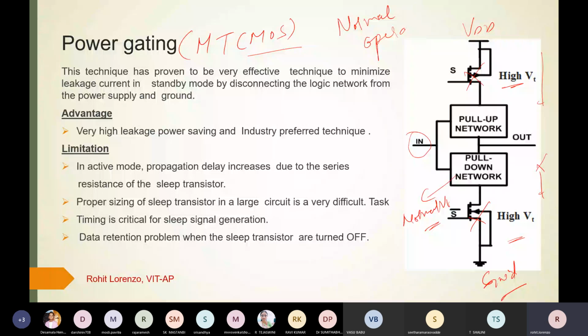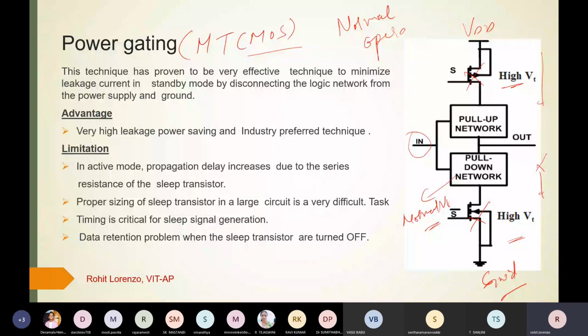The advantage in this technique is very high leakage saving. In active mode, propagation delay increases in this circuit because we are using high VT transistors, and proper sizing of the transistor is a challenging task in this technique, and timing is critical. So we need a circuit that can generate proper sleep signals. Another thing is the data retention problem, because when we cut off, this node will be floating. So again, this is the data retention problem.